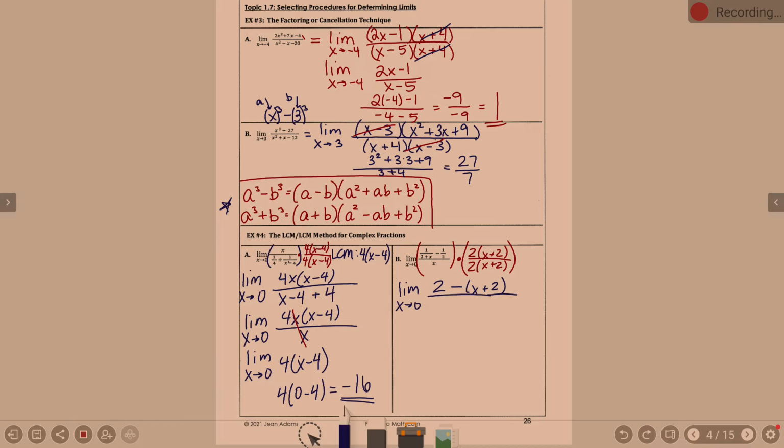Denominator. Do you know what to write this time? When we multiply x and the 2 and the x plus 2? 2x, I would write as 2x, x plus 2. Okay?